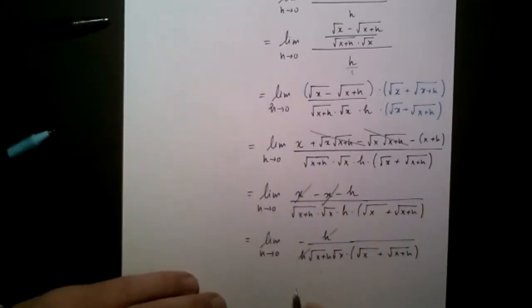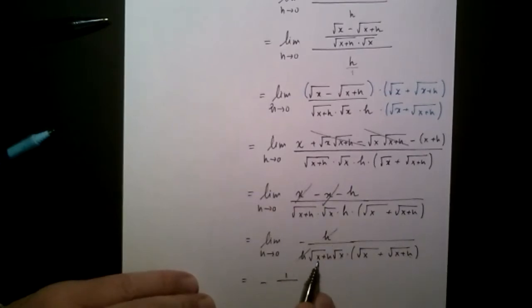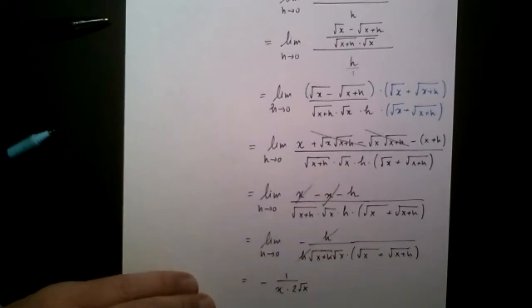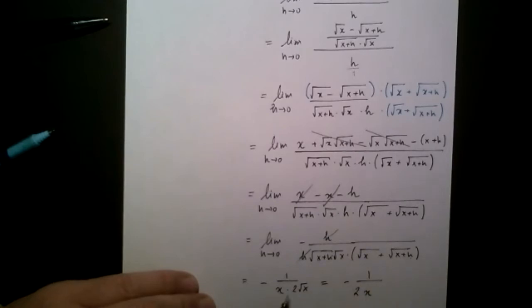Actually, h goes out. And then you plug in h equals 0 here and here. So I have negative 1 over, so root x times root x is x, times root x plus root x is 2 root x. That's what I have. Okay, this is good, or if you prefer, negative 1 over 2. So x power 1 times x to the half is x to the 3 over 2.